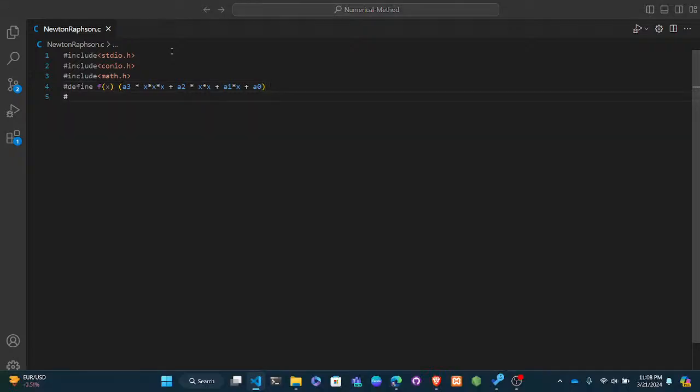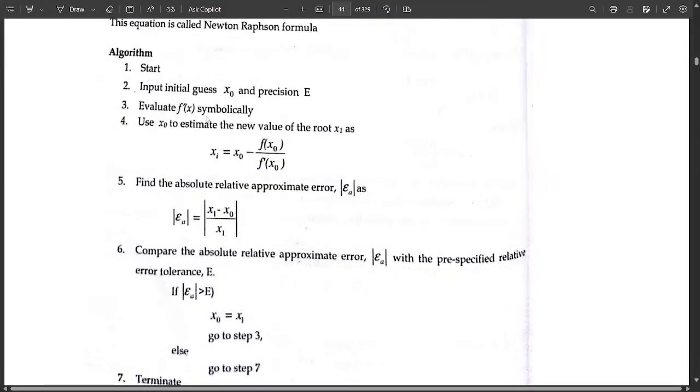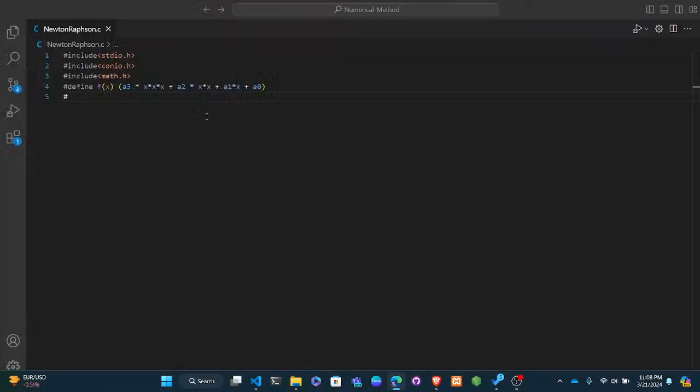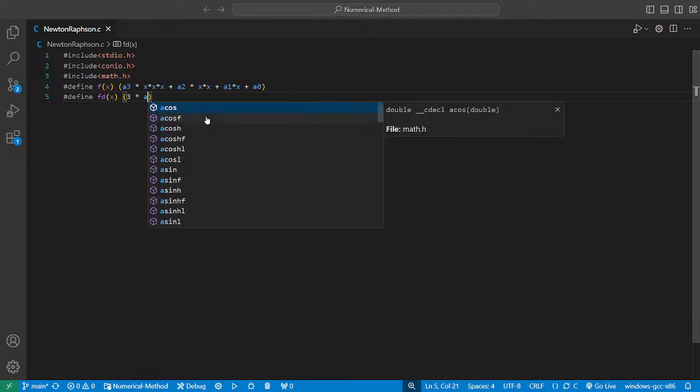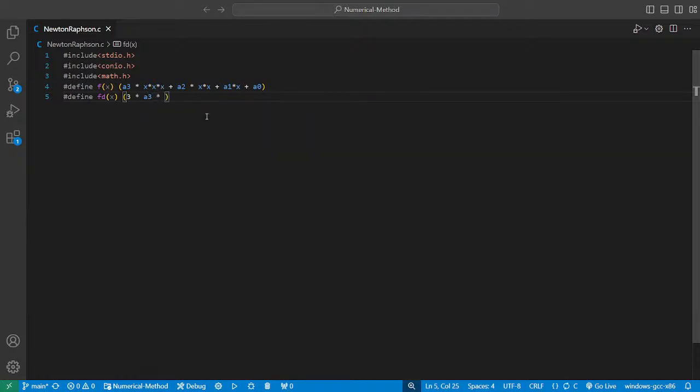And in the Newton-Raphson method, as I showed you already, we should calculate the derivative, right? So we should define the derivative also, fdx. Let's keep it here. So the derivative of a3 x cubed will be 3 multiplied by a3 multiplied by x squared. That means x into x, right? Yes, it's correct.